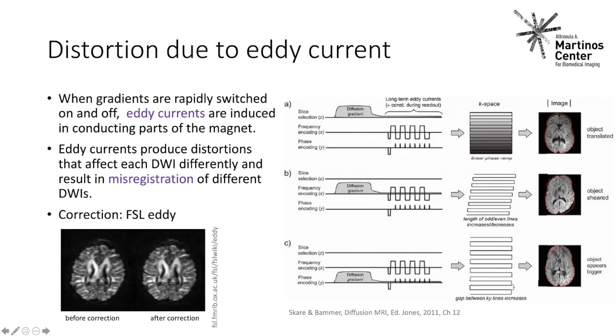So here shows an example. The left figure shows a happy brain jumping left and right. That's not because the subject is happy. This is because of the eddy current. And after correction, we can see this brain looks like it's standing still, so the contrast changes over different gradient directions.